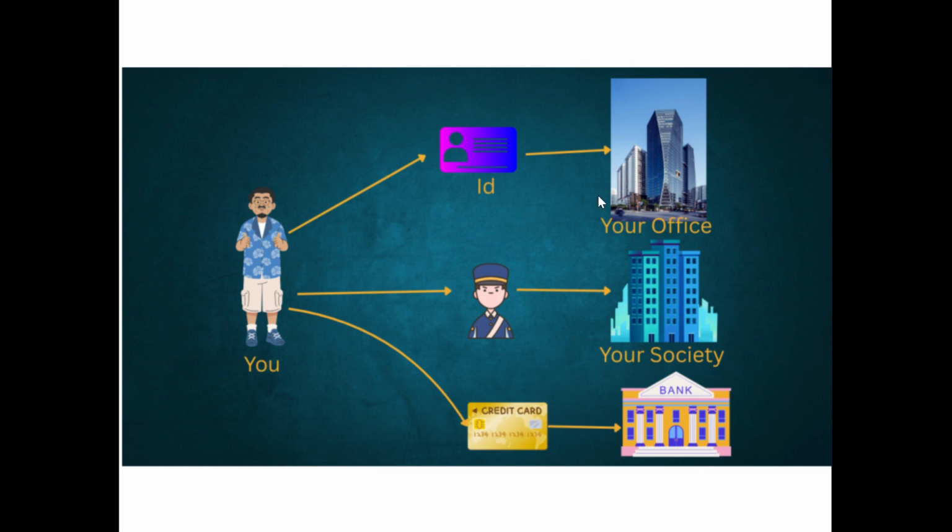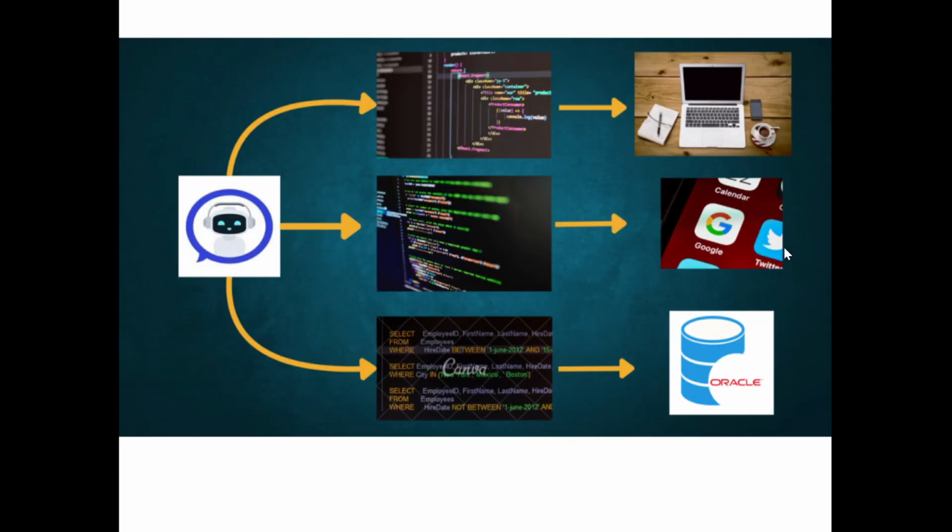Now these offices are nothing but different servers. I'll go to the next slide so that you can understand more. I'll just replace you alone with the AI, and the different security guards, ATMs, and all these things I replace with some code. These are nothing but different servers, let's say Google, the Oracle database, and so on.